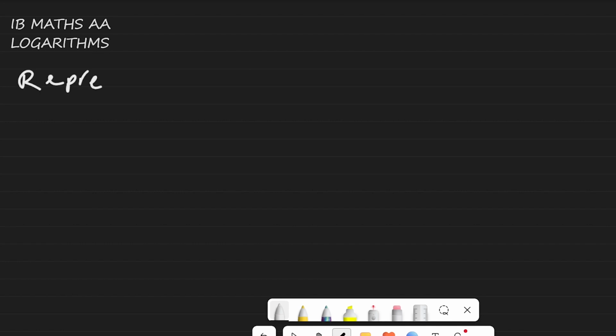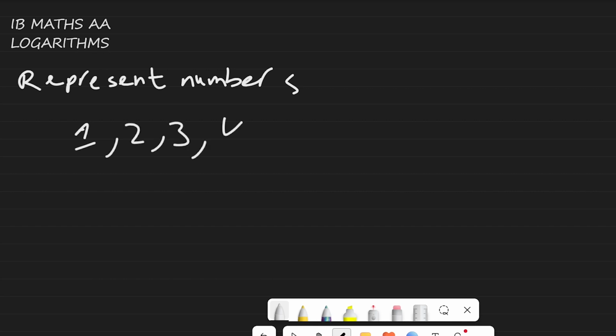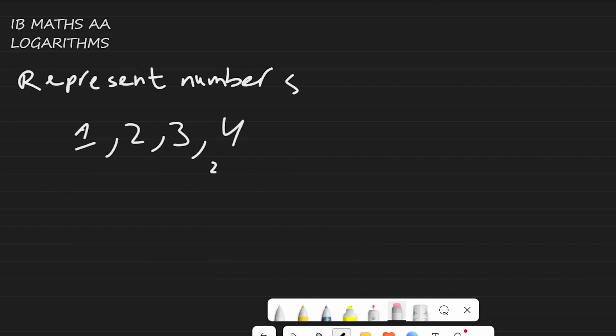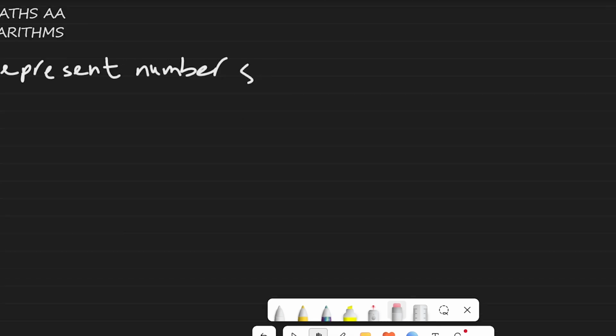Representation of numbers. It's simple. You can represent numbers in this form, or you can represent numbers in this form, the logarithmic form. So how do you write all these forms of numbers? Let me just do the two forms of numbers parallel to each other, so that way you will understand in a better way.